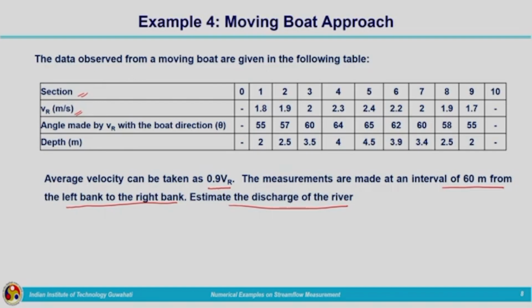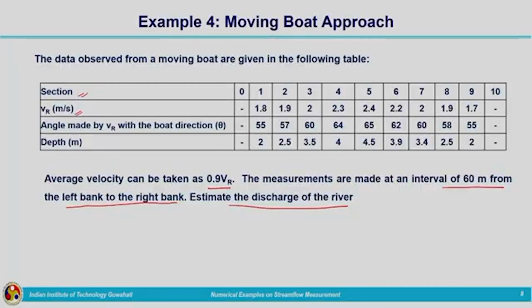So here the data corresponding to different sections includes the depth at that particular section and the angle the current meter is making with the direction of the boat, theta is given to you, and the velocity which is provided by the current meter is also given to you. And the distance at which the measurements are made, from the left bank to the right bank, the sections are made in such a way that the width of each section is equal to 60 meters. That is also given to you. Now you need to estimate the discharge in the river.